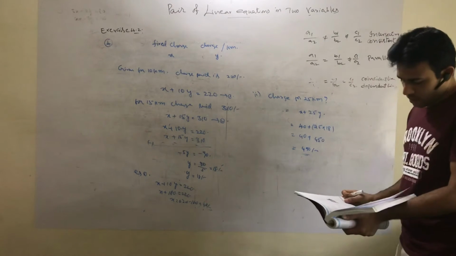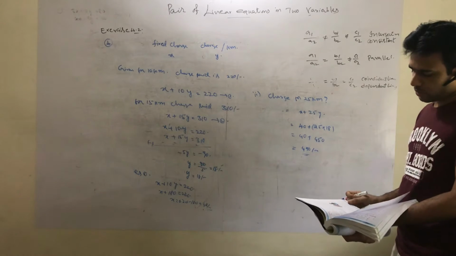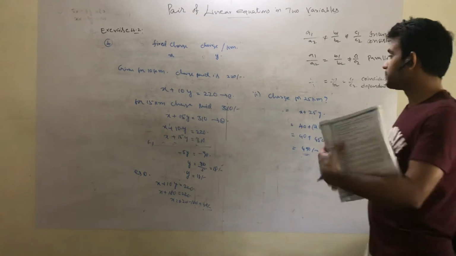Right. Okay. So the fixed charge is 40 rupees, charge per kilometer is 18 rupees, and the answer for the second problem is 490. Okay. Done.